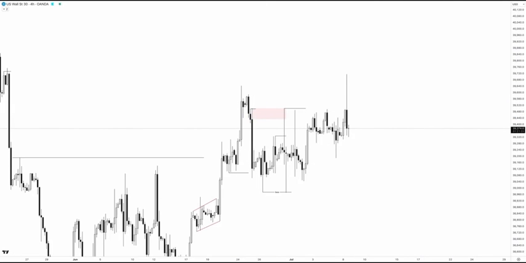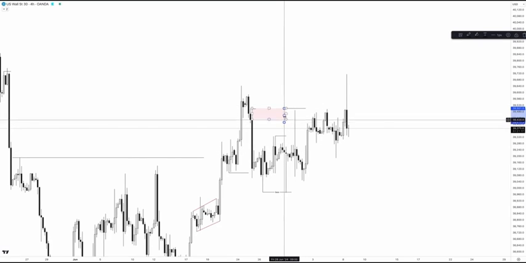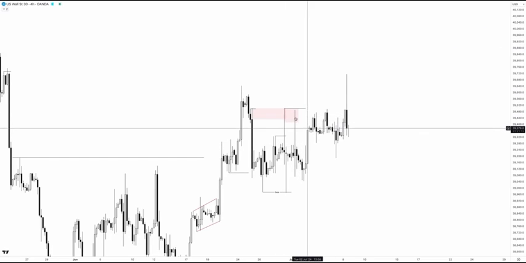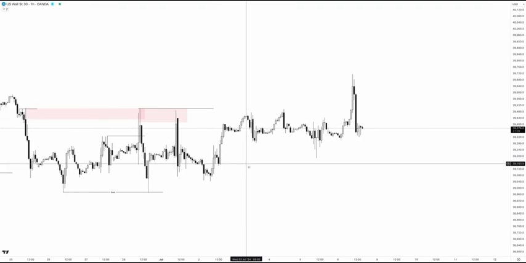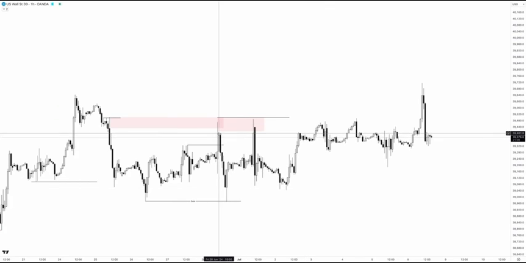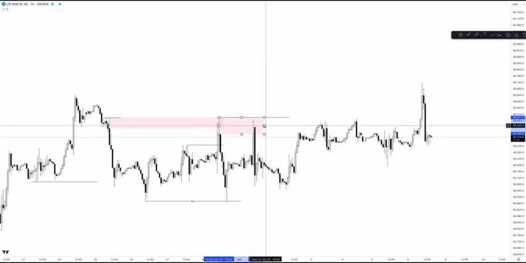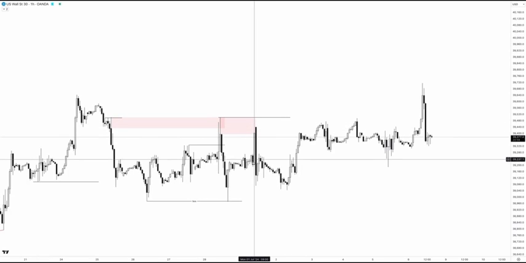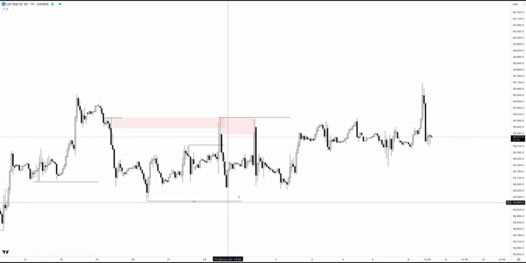After that BOS, what does it do? It induces sellers to sell from these highs. Obviously I'm just grabbing a section of the wick. If you go down to the 1 hour time frame, you could grab the whole box if you want to, but let me just mark out the wick for now. It just looks a lot cleaner. So as you can see, BOS to the downside, sellers induced.